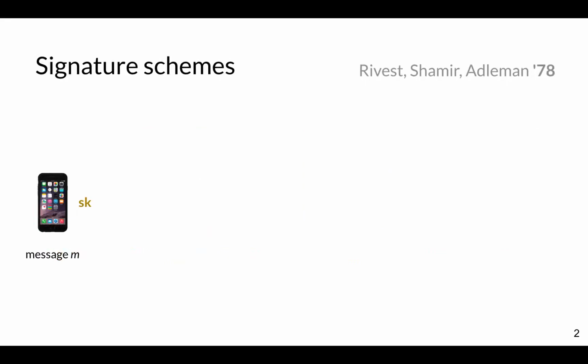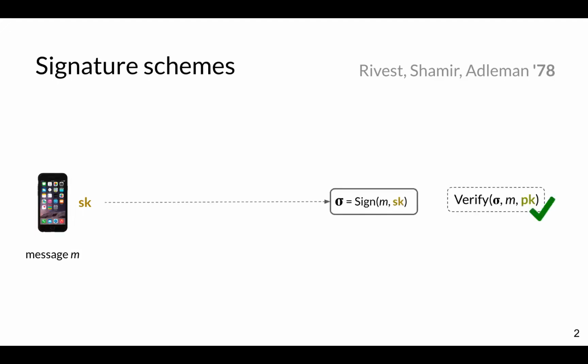Let's begin by talking about signature schemes. In a signature scheme, you have a device who has a secret key and can produce signatures on a message, and a verifier who has the corresponding public key can verify the signatures on any message M. The problem here is that if the device is compromised, the adversary can get its hands on the secret key and forge signature on any message it pleases.